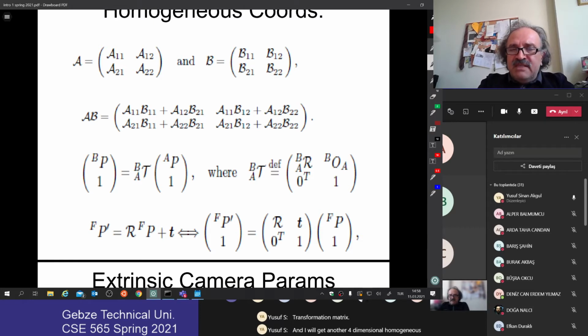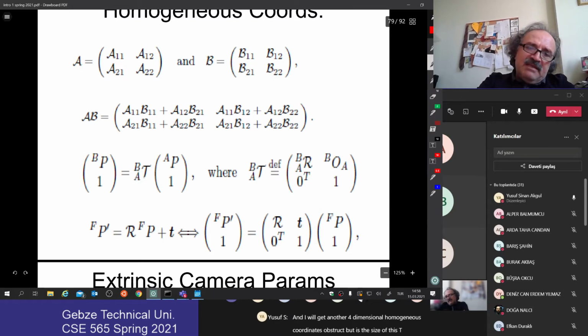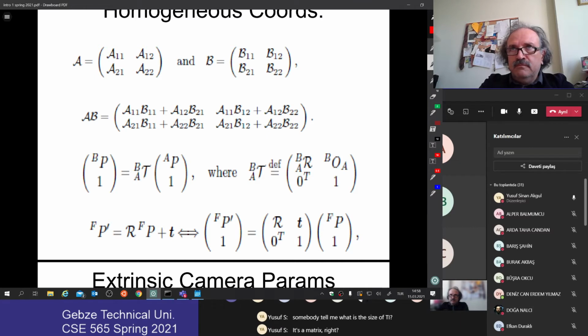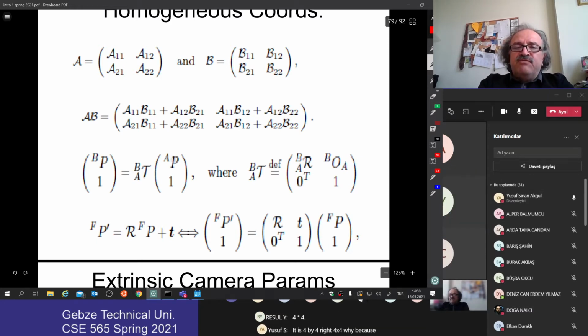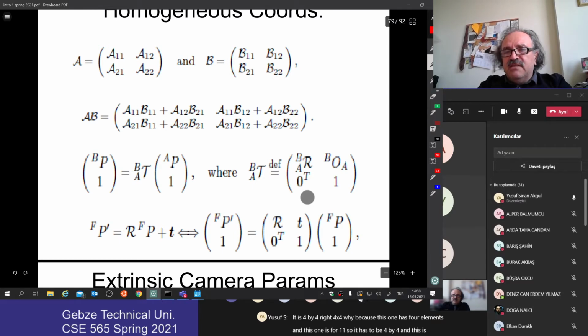So what is the size of this T? Can somebody tell me? What is the size of T? It's a matrix, right? Four times 4? It is 4 by 4, right? Why? Because this one has 4 elements and this one has 4 elements, so it has to be 4 by 4. And this is the definition of that matrix.